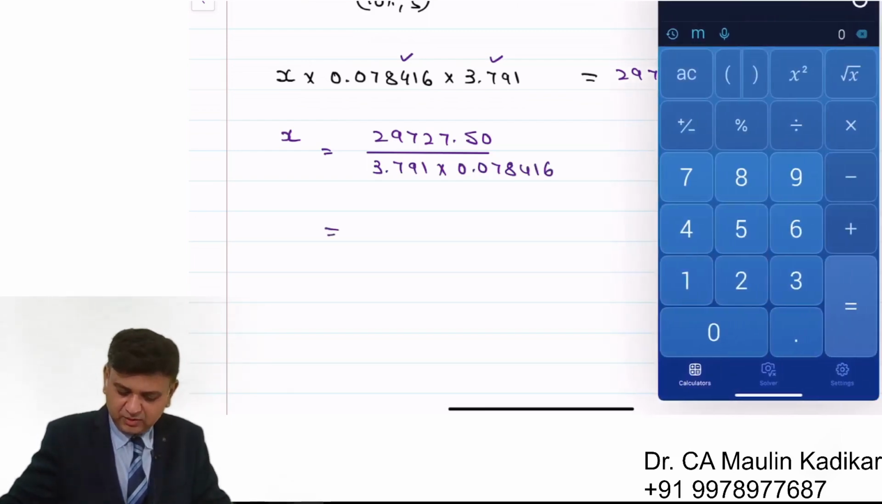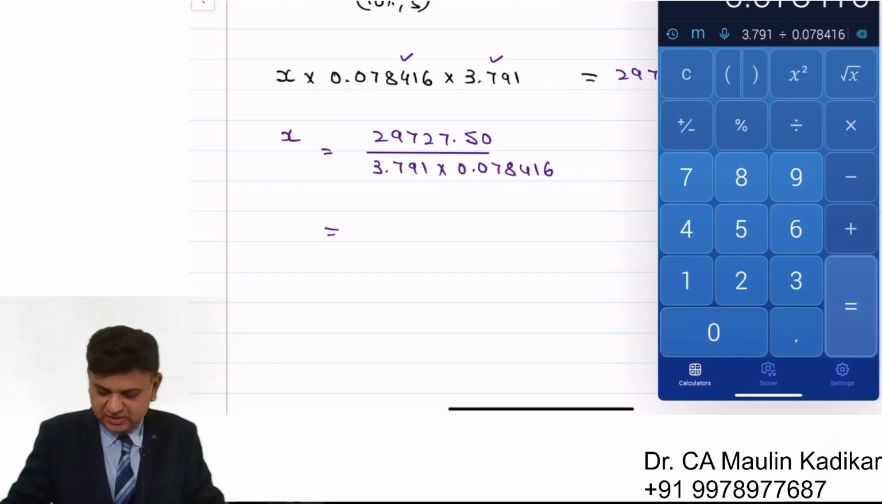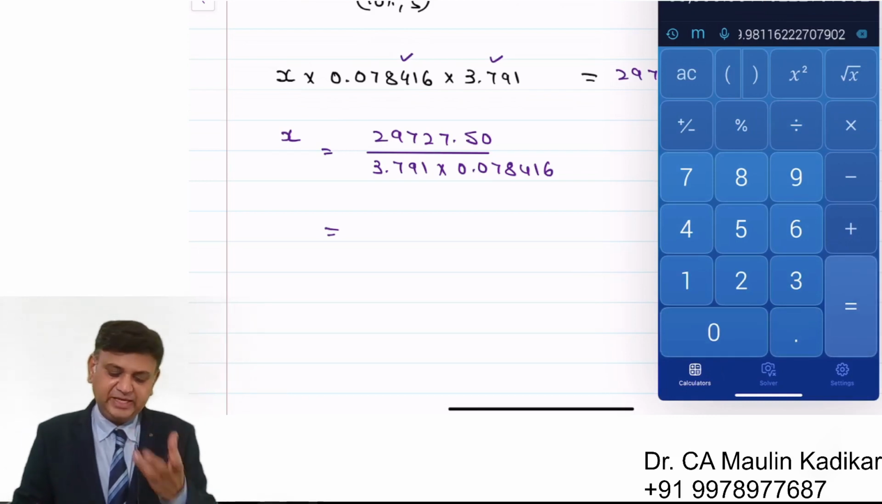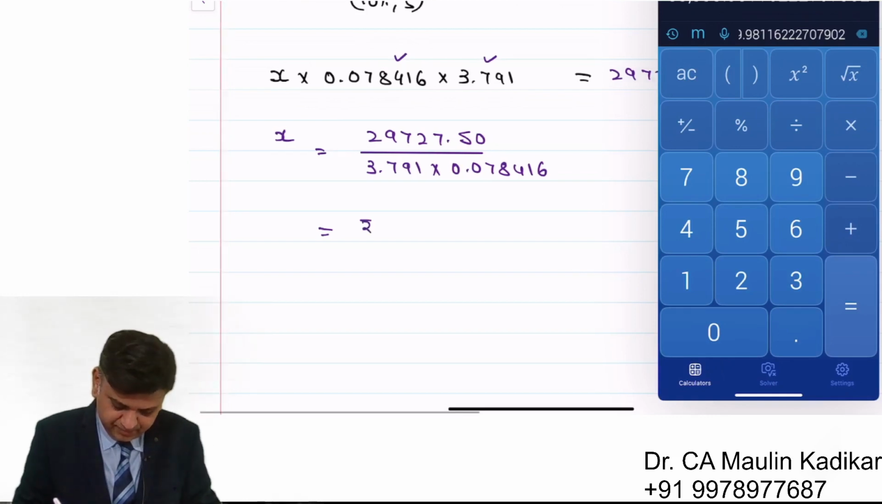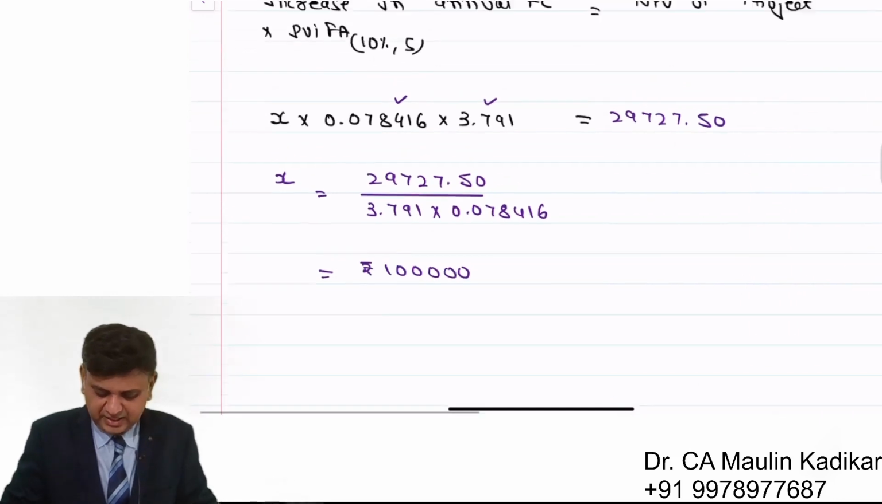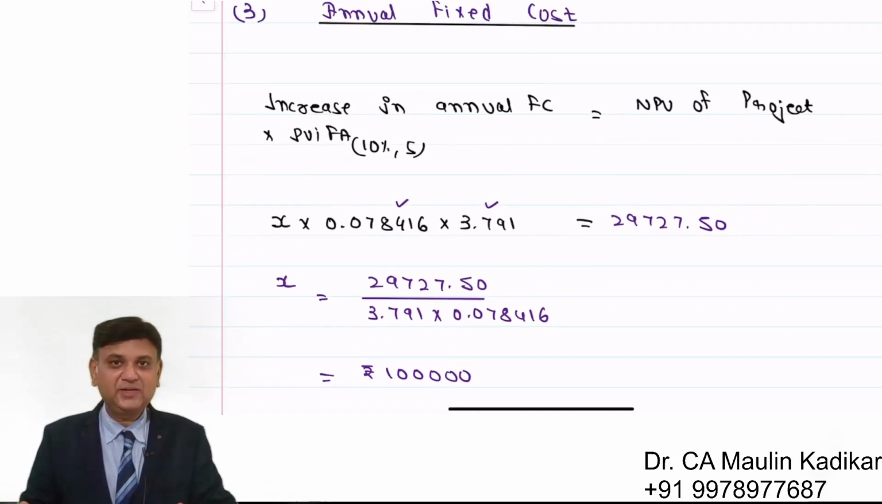So please use your calculator. 29727.5 divided by 3.791 divided by 0.078416. That comes to 99,999.98. So near to 1 lakh. So existing fixed cost must be an amount of 1 lakh. That is what we understand. Please write down answer.